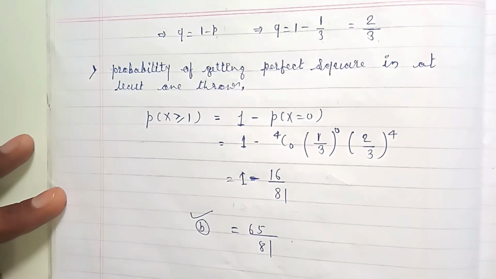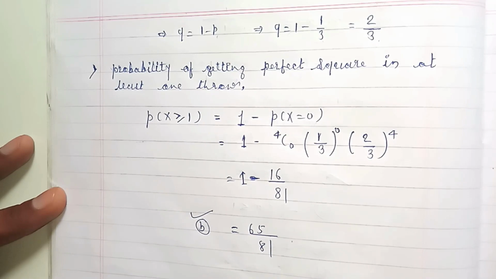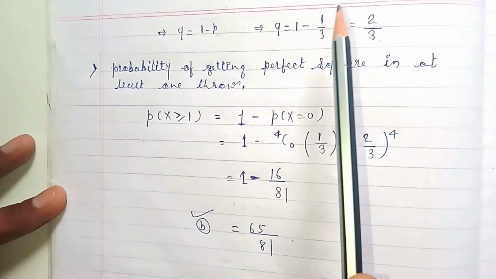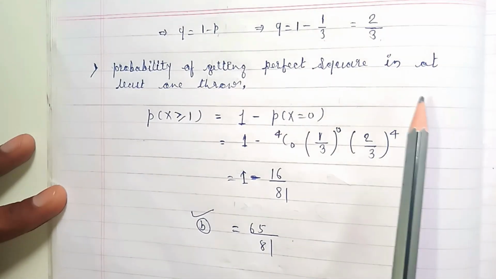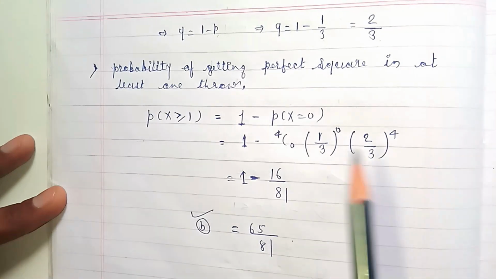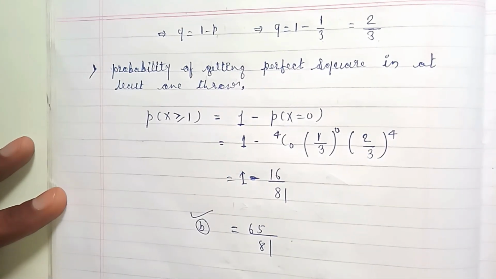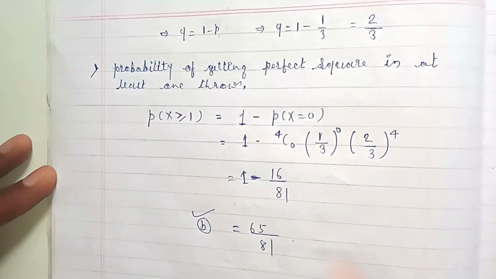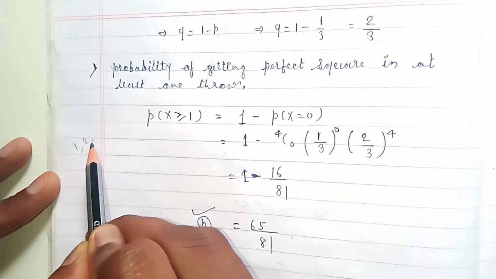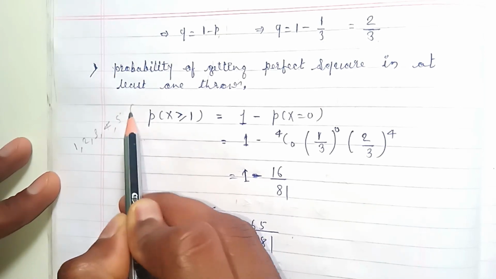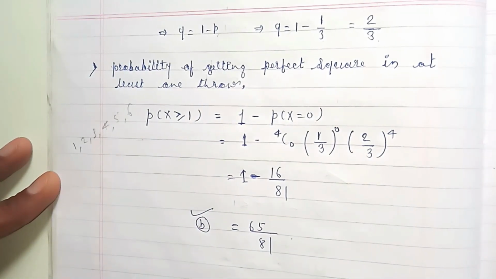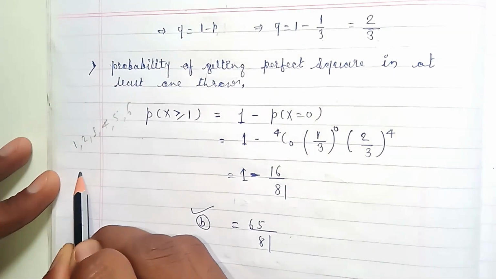So we have possible probabilities here too. Probability of P and Q, we got 1 by 3 and 2 by 3. Now we know the probability of getting a perfect square which is bigger than 1. How many elements are there? Let me explain. We have elements 1, 2, 3, 4, 5, and 6.